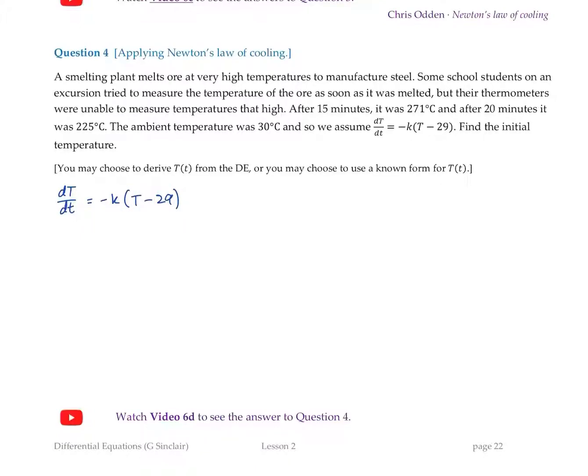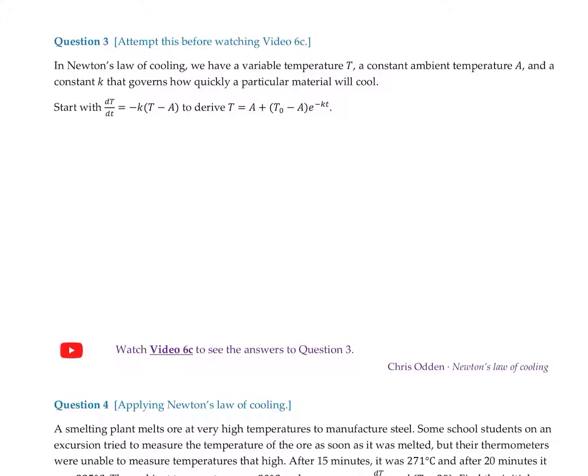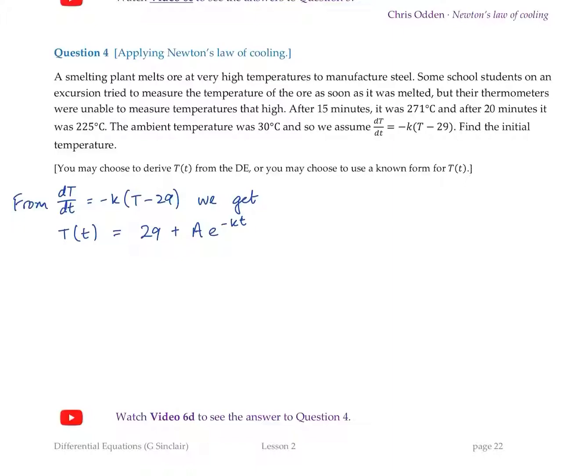All right, so from this we get T, I'll be formal with function notation, T(t) equals 29 plus Ae to the negative kt. Now I'd just like to point out that A up here was used for ambient temperature, and here it's being used as just a constant. So we just accept that.